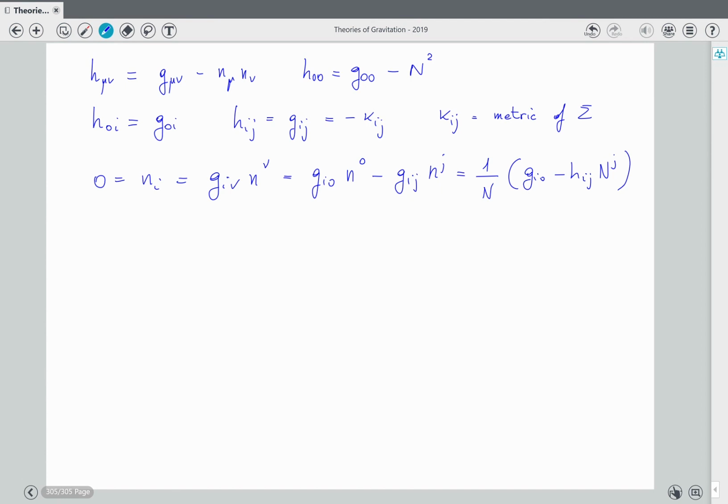But that is 0. So if that is 0, that means that g_{0i} is equal to h_{ij} N^j, or minus κ_{ij} N^j. Or we will write this as capital N with lower index i. Remember, we will start lowering indices with the space metric, with the metric of the submanifold. Well, we are not done yet.